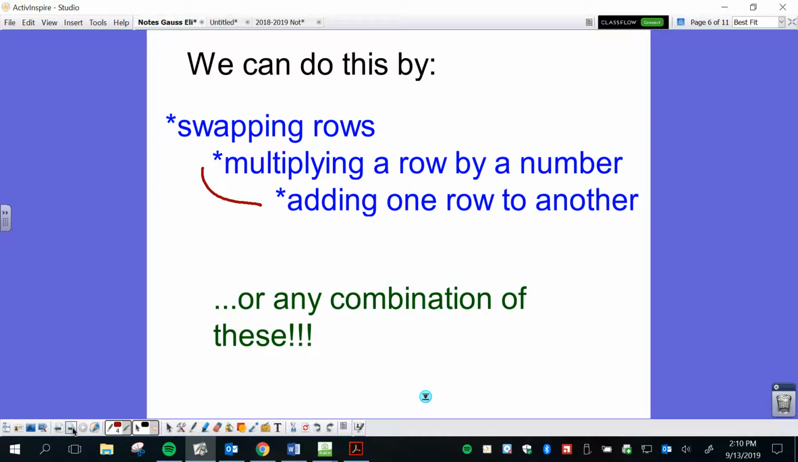So how do we do that? We've got legal moves that we can make. And if you're into computer science, you're going to totally dig this, because this is kind of the same process. You can do this by swapping rows. You can multiply a row by a number. You can add one row to another row.